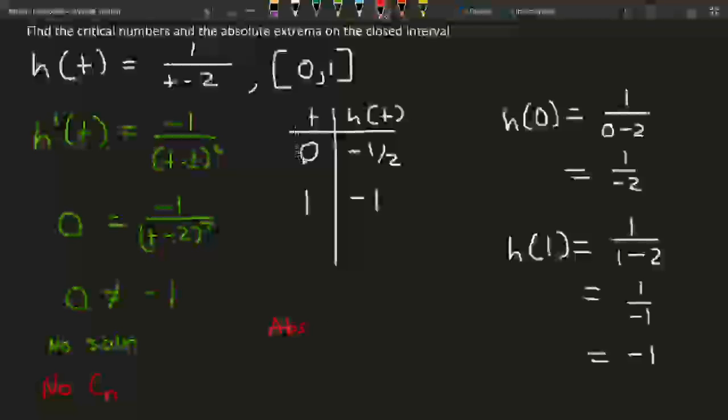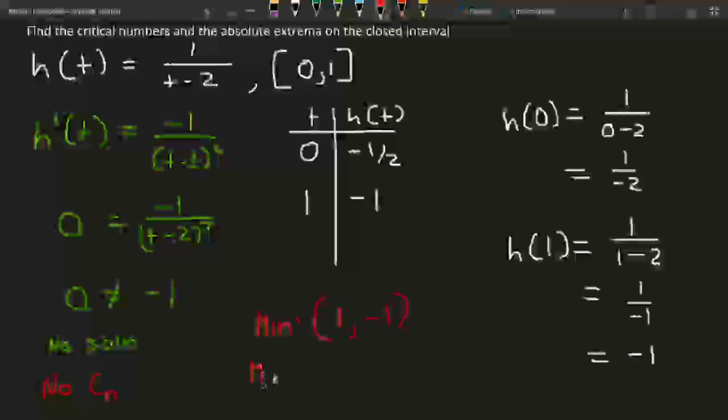Or actually, we'll just do the minimum. But just note that this is the absolute minimum. So the absolute minimum is always going to be the point with the lowest y value. So in this case, negative 1 is the lowest y value. So the coordinate where the absolute minimum is would be 1 comma negative 1.